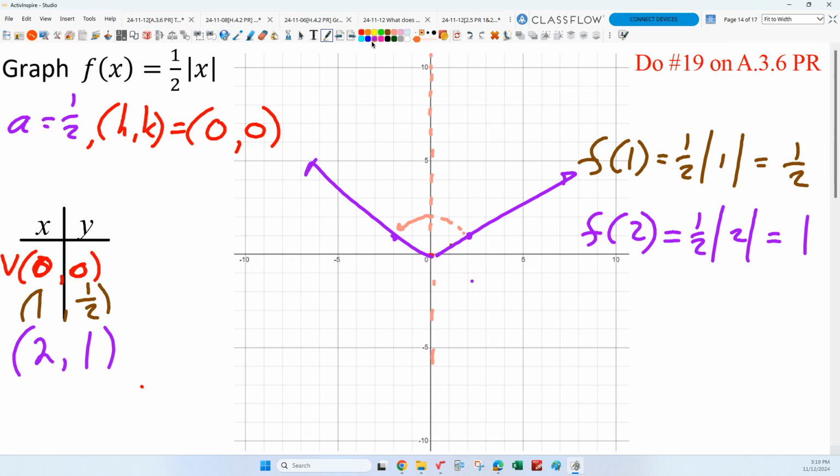Now, how do we do this? Let me demonstrate using the graphing tool to do this once, because you're going to be doing this on the assignment.